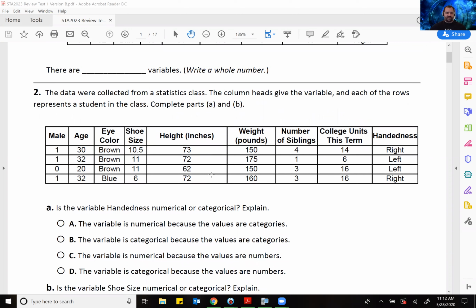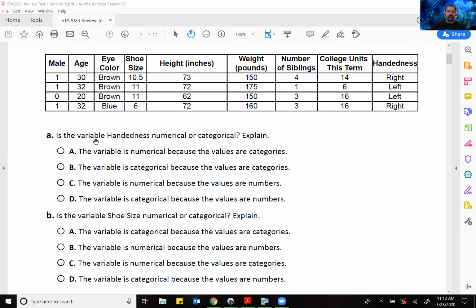Again, we've got this data from a statistics class, with our variables up at the top, and we're going to answer some questions. It says, is the variable handedness numerical or categorical? Explain. And just like in your assignments, you didn't have to type anything out; this is all multiple choice. First things first, is handedness numerical or categorical? Categorical. Absolutely, because categorical usually means descriptions, properties, qualities. With handedness, you were either right-handed or left-handed.